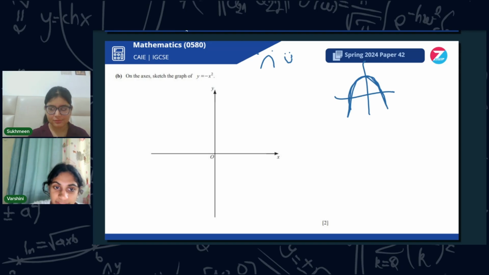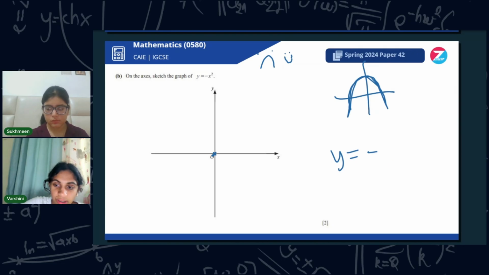So first, let's make x 0 to find the y-intercept, which is when x is 0. So that would just be 0. So over here we know this is going to be 1 point. Now we can also put this in the formula of y equals minus x squared.